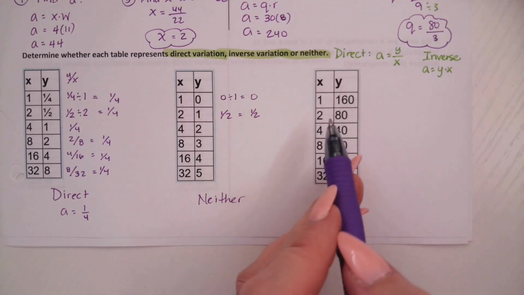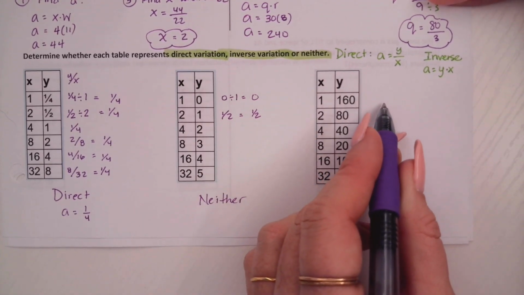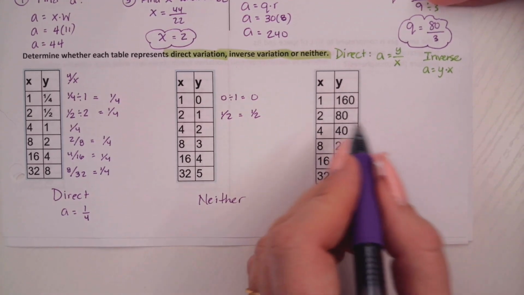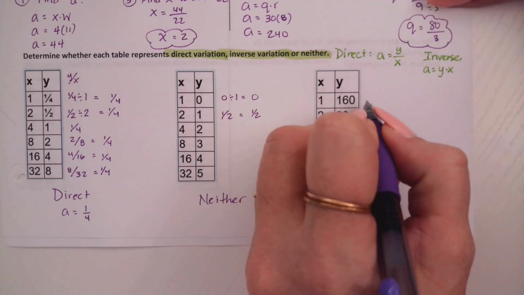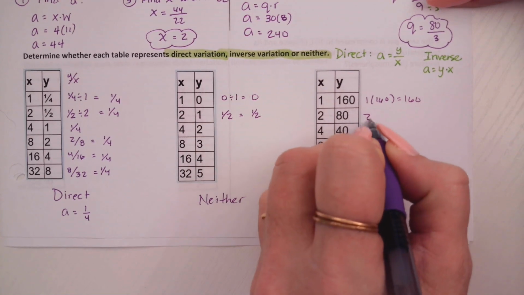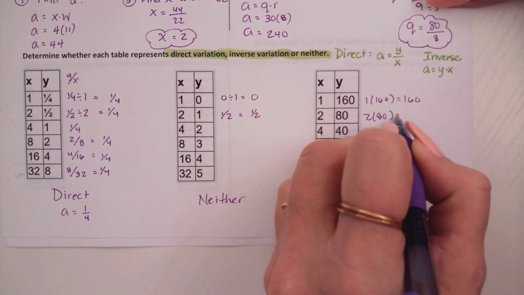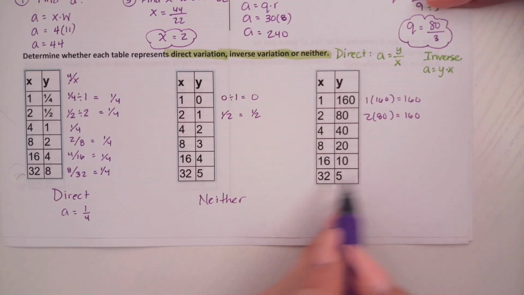And then lastly, again, I usually check my multiplying first. 1 times 160 is 160. 2 times 80 is 160. So, okay, we're heading in the right direction. 2 times 80 is 160. I'm just going to verify that it's all 160 all the way down.